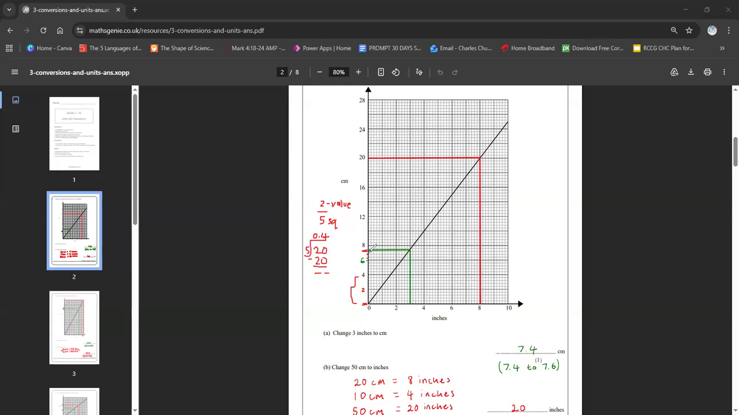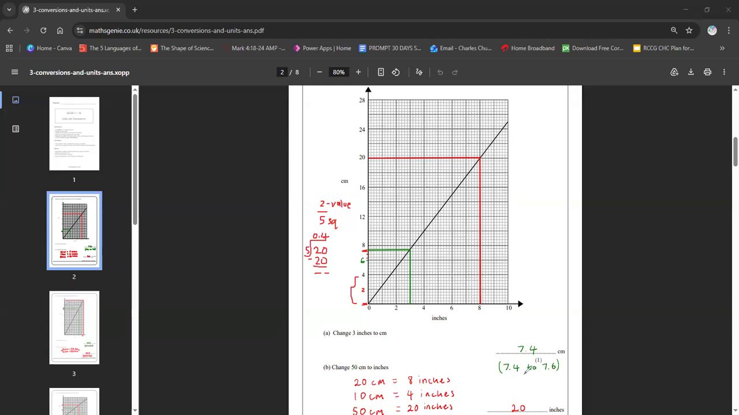7.2. 7.2 plus 0.4 is 7.6. Okay, so I think that's it. So it's actually between 7.2 and 7.6. Okay, so I don't know why they said between 7.4 and 7.6.